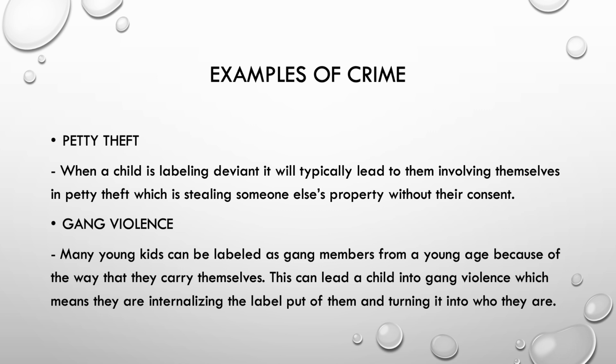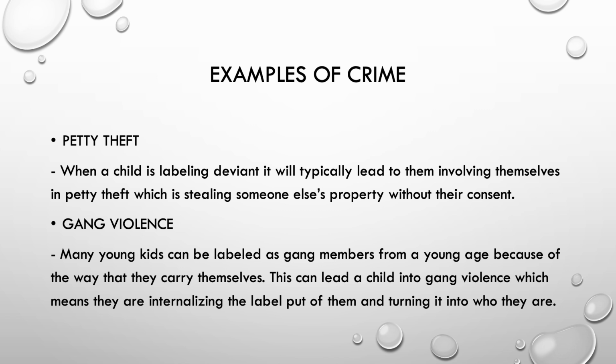Examples of crime. When talking about labeling theory, there can be a few different crimes that a child might lean towards, but I think these are the two that were at the top of my list. So first I chose petty theft. When a child is labeled as deviant, it will typically lead them to involving themselves in petty theft, which is stealing someone else's property without their consent. Petty theft can be anything from stealing a friend's phone, a friend's laptop, or even stealing hundreds of dollars worth of personal items to keep for yourself.